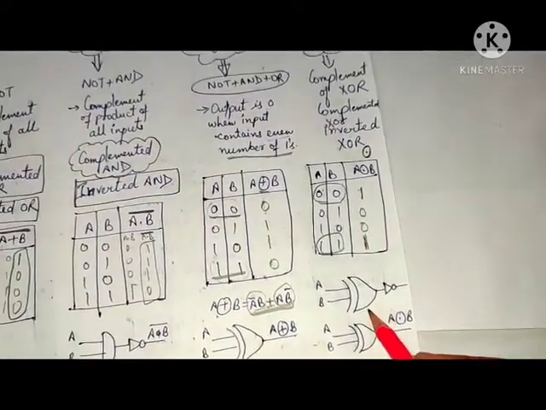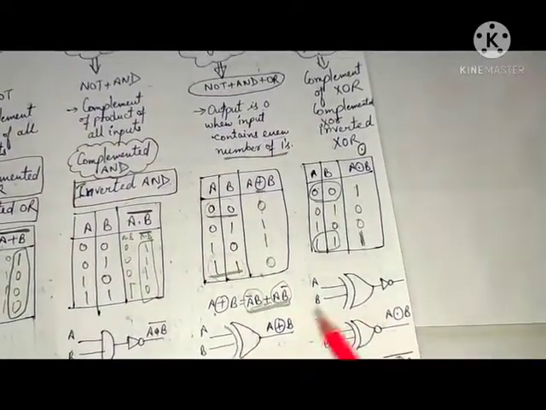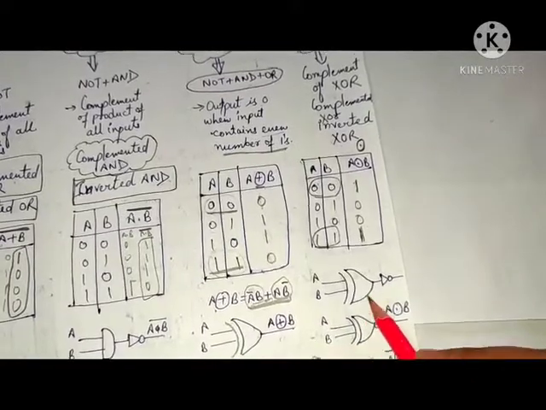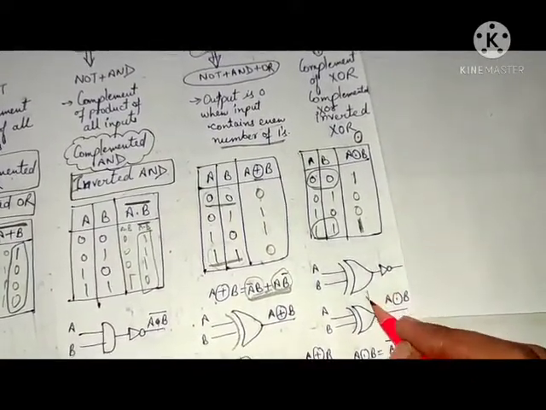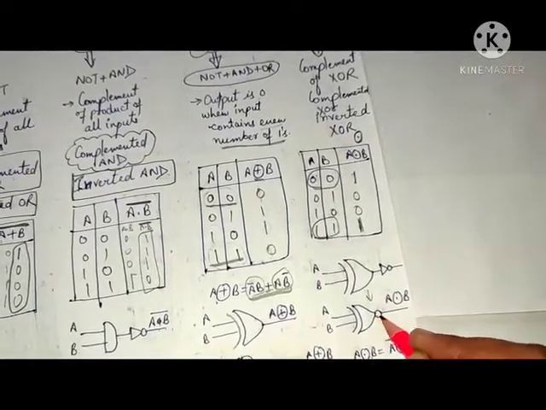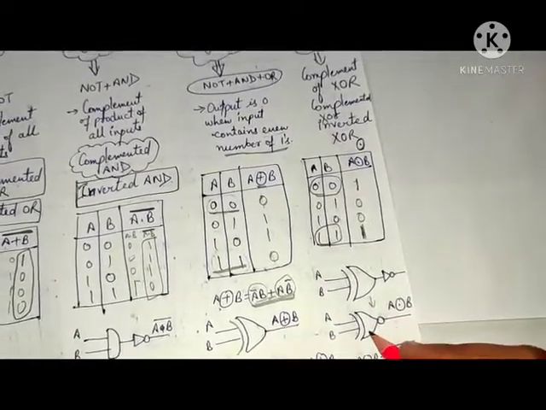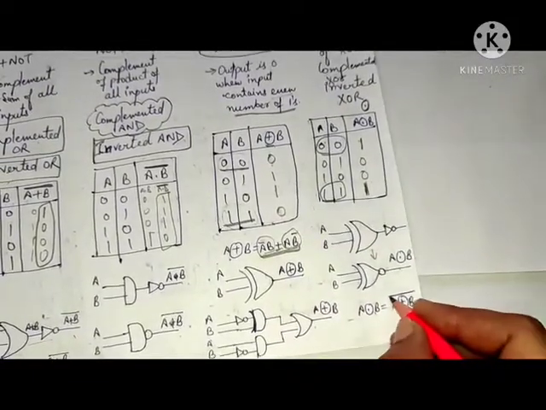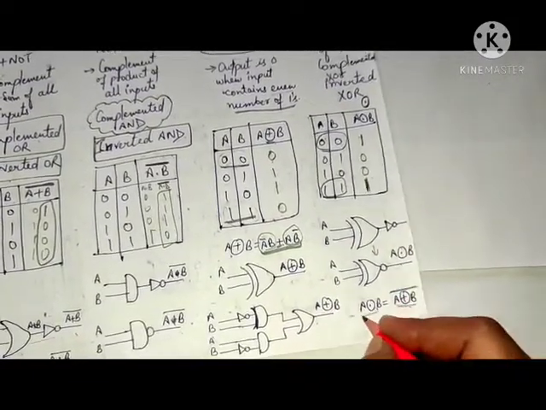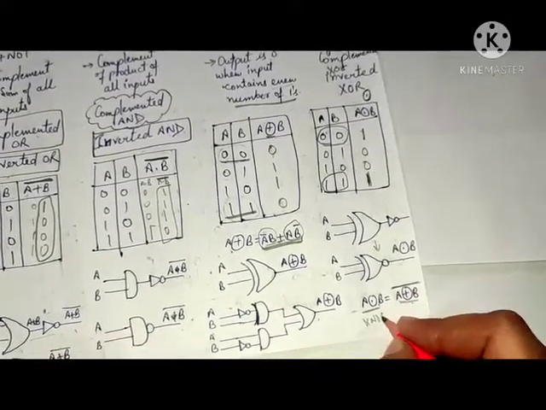This is a symbol for XNOR. We have to just draw the symbol of XOR gate and put the NOT gate, or we can write it like this, just 0 at the end of the XOR gate. We can also say this is the XOR, and when we are complementing it, it is called XNOR.